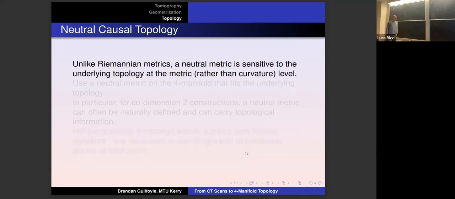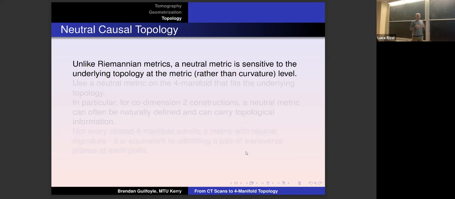Okay, so the idea is that you can actually use neutral metrics in this setting. Unlike Riemannian metrics, a neutral metric is just one of signature (2,2). The example I gave you was the space of oriented lines. So a neutral metric is sensitive to the underlying topology of the manifold. In other words, you always have Riemannian metrics on any 4-manifold, but you do not have neutral metrics on all closed 4-manifolds. You do not have neutral metrics on certain closed 4-manifolds. I'll give you the conditions in a minute.